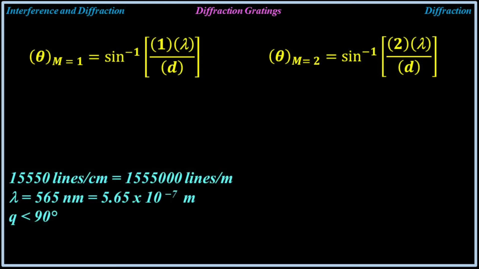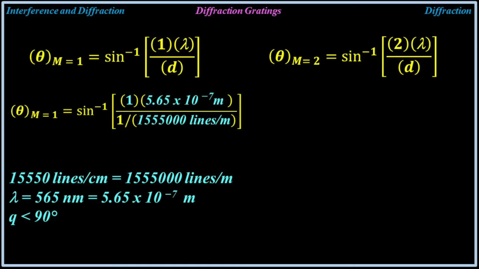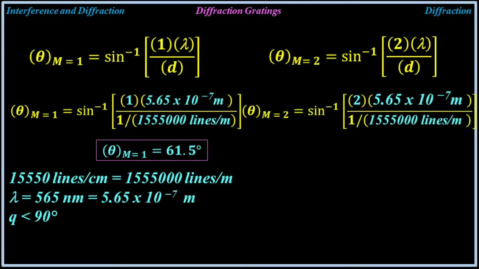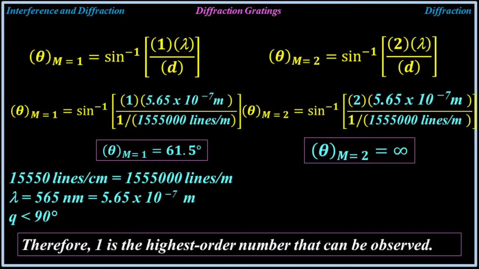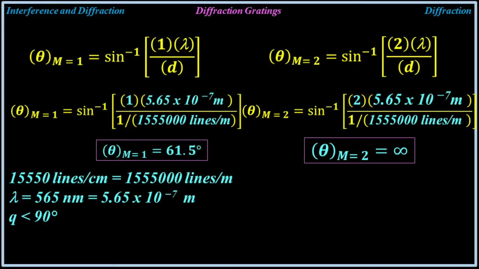And here we go. Now we want to plug in. That's the values for m equals 1. To find theta, 61.5, m equals 1, and m equals 2. Therefore, 1 is the highest order number that can be observed.